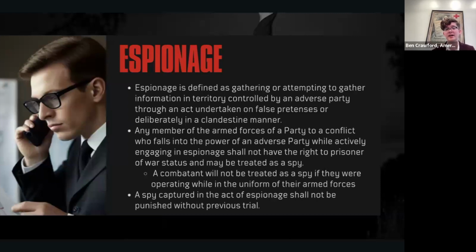However, if a spy has been discovered committing espionage and is not captured, and then returns and rejoins the armed forces of their party to the conflict, and then is captured, they may not be treated as a spy, as they have rejoined their armed forces. They have gotten past the county line, so to speak. So it is an important distinction that espionage and the lack of protection afforded to spies who are caught in the act of committing espionage is a very high and specific standard for losing those combatant protections.